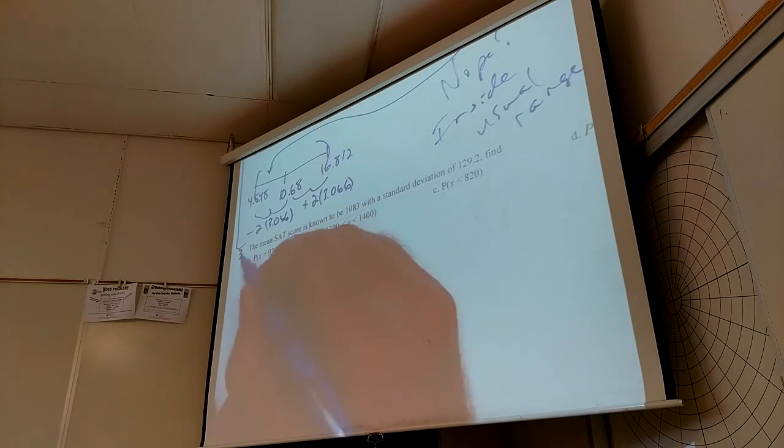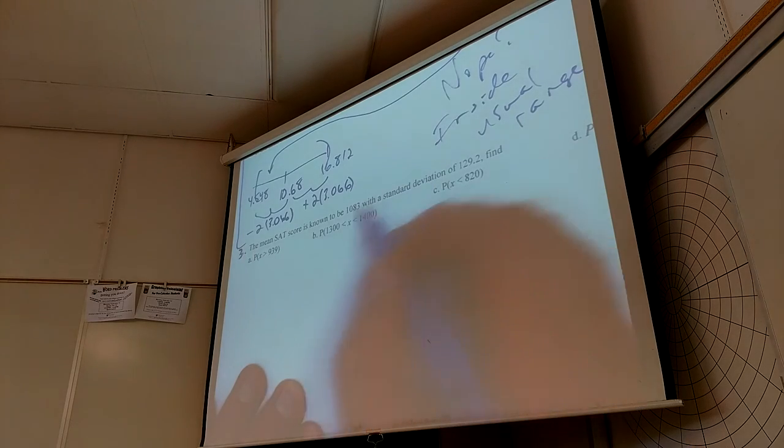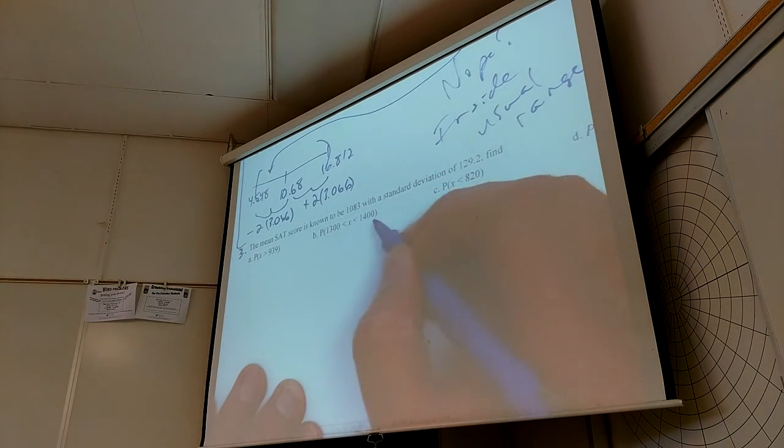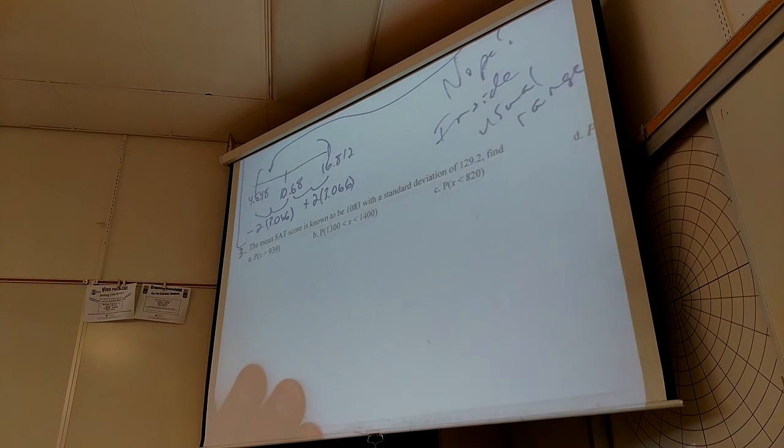I like giving people a chance to do the homework. So now this guy, I told you it was normal, because SAT scores are known to be normal. If I didn't tell you it's normal, you could not use this. You can make z-scores, but you could not use this. This only works for normal distributions.